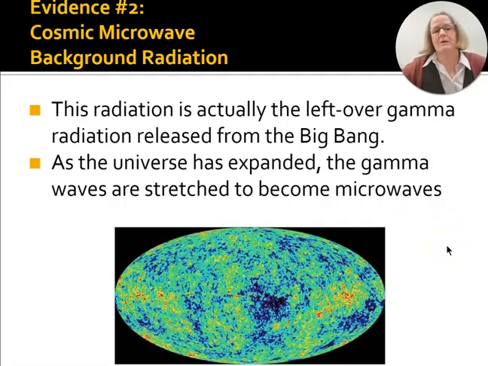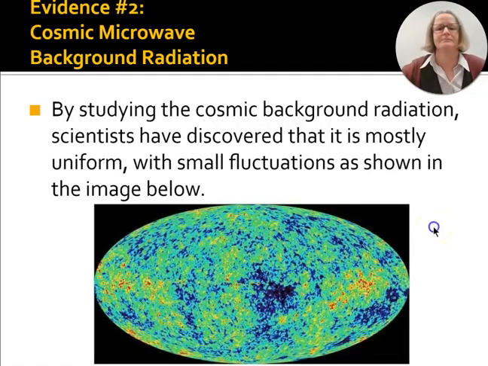This radiation, this cosmic microwave background radiation, is actually left over from the gamma radiation released at the beginning of the Big Bang. And as the universe has expanded, those gamma waves, which are really high frequency, very tight waves up and down, are being stretched. And if you stretch them, they move into the microwave part of the electromagnetic spectrum. So by studying this cosmic background radiation, scientists have discovered that it is pretty much uniform all over the visible universe. There are fluctuations, as is shown in this image below. So some areas are more dense in microwave radiation and some are less dense.